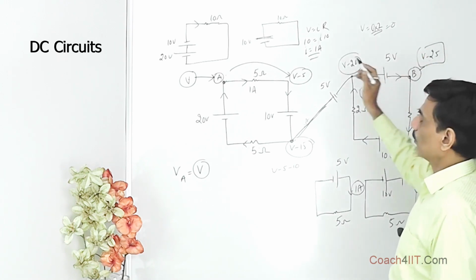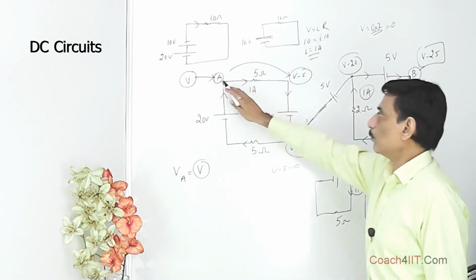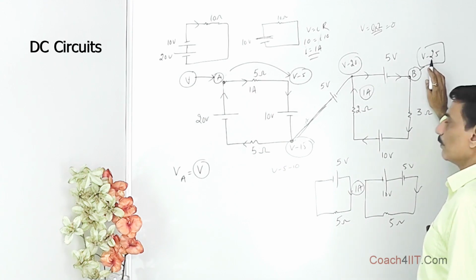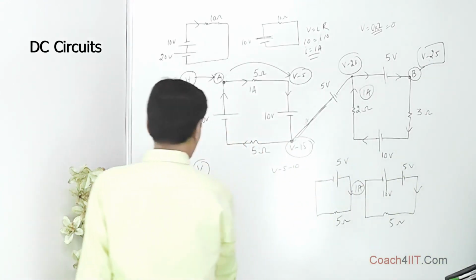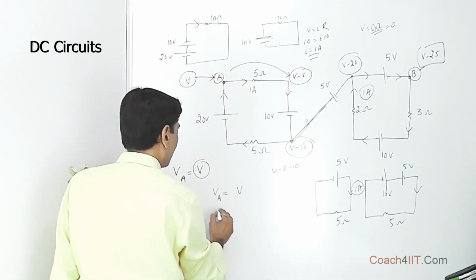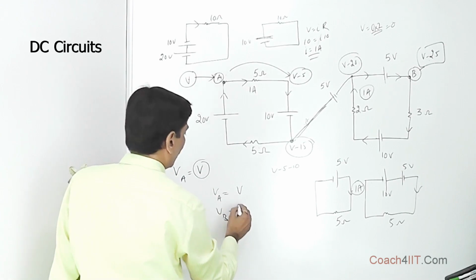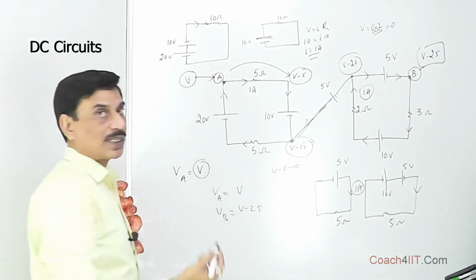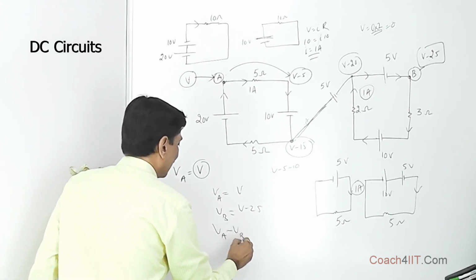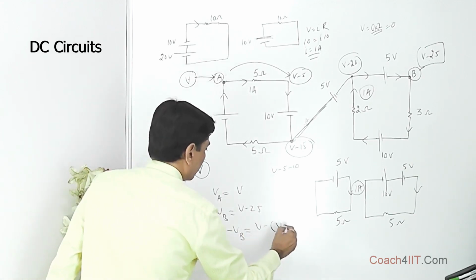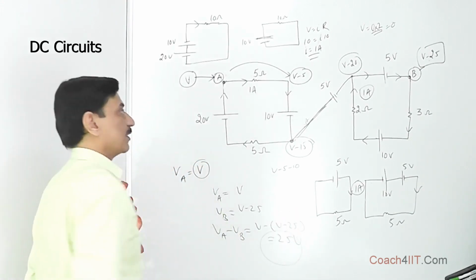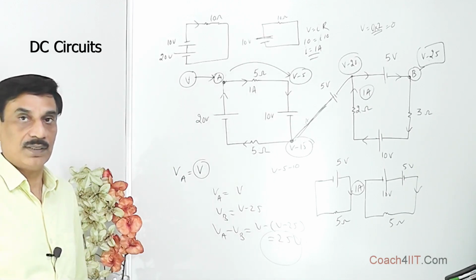We are asked what is the potential difference between this and this. This point A is at potential V and this point is at potential V minus 25. So the potential of A is V and the potential of B is V minus 25. Which is higher? Obviously A is higher. So VA minus VB, VA being at higher potential, is V minus (V minus 25), that is 25 volt is the potential difference between the points A and B.